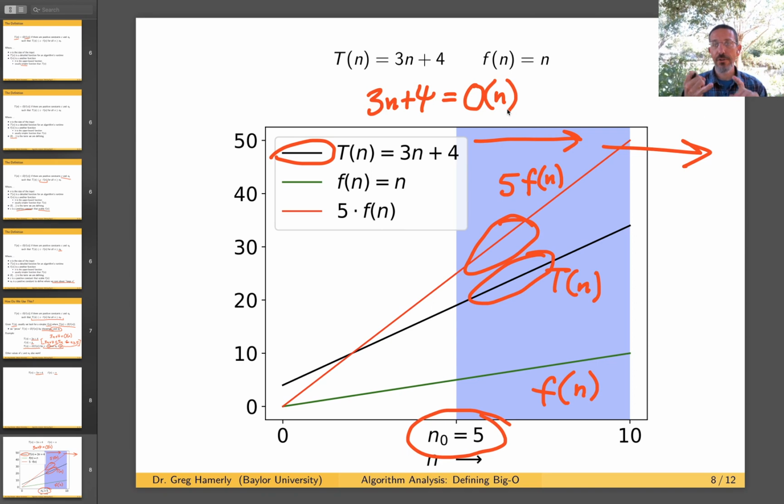Because we can choose a C and an N naught that make this true. And I've tried to demonstrate for you graphically what the C and N naught are doing here. The N naught chooses a region that we care about, and the C scales the f of n up to a function that is growing as quickly as we need it to, but it is only a constant multiplier. We can't multiply it times n or something like that.